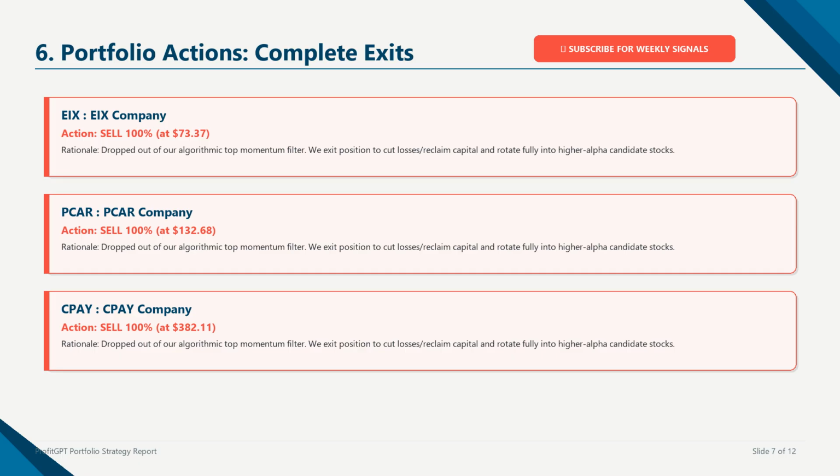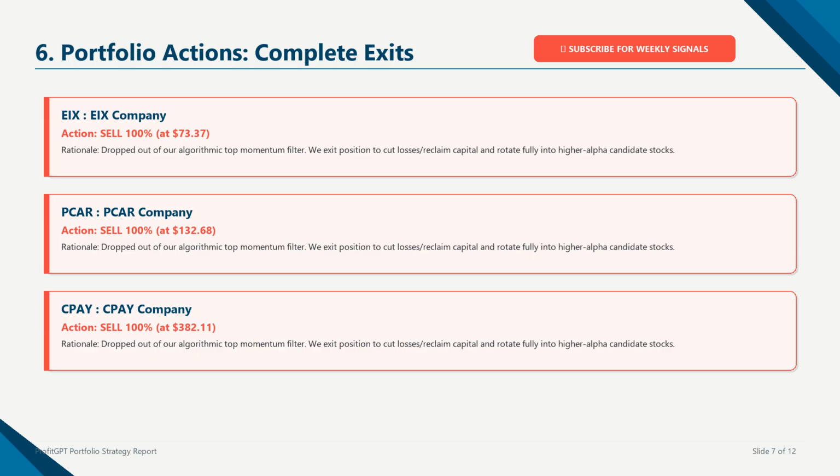Based on these insights, we are implementing several complete exits to optimize our portfolio. We are selling all shares of EIX, PCAR, CPAY, MRK, PH, DUK to manage risk and cut losses. For example, exiting EIX allows us to lock in capital and avoid further downside exposure as its short-term momentum flags. Similarly, selling PCAR and CPAY cleanses the portfolio of names that have fallen below our strict fundamental and trend thresholds.